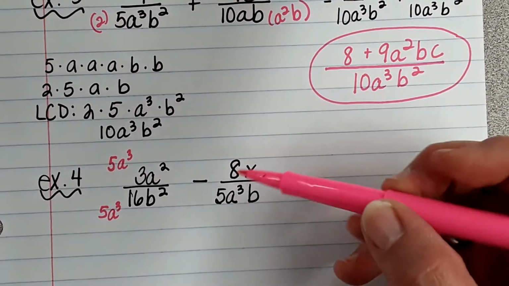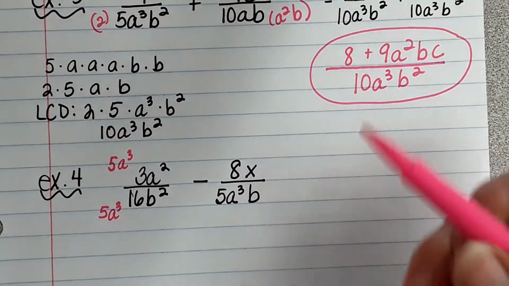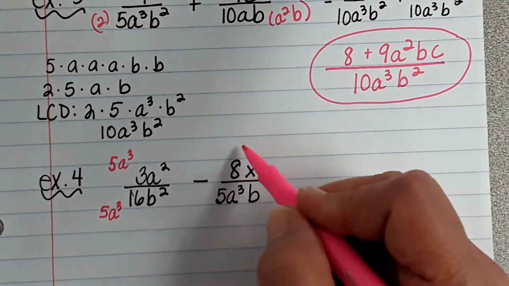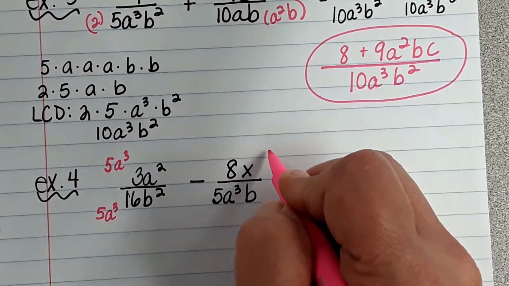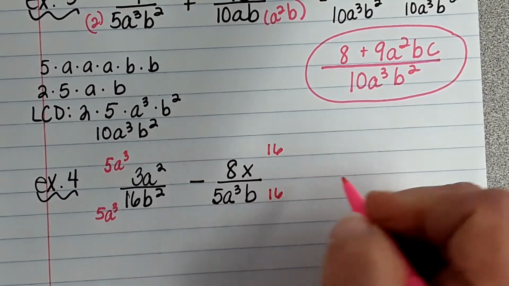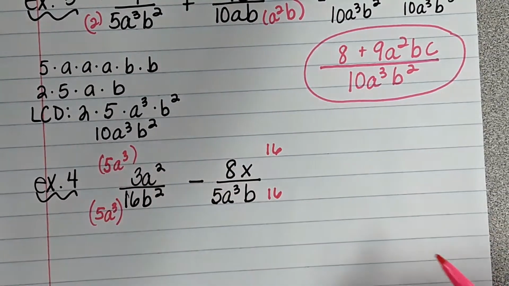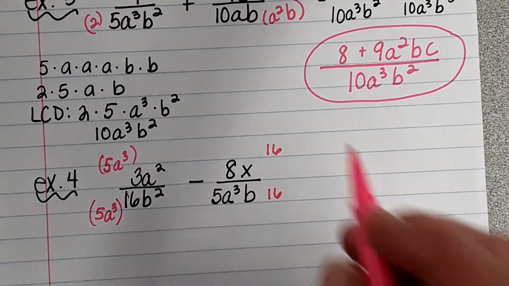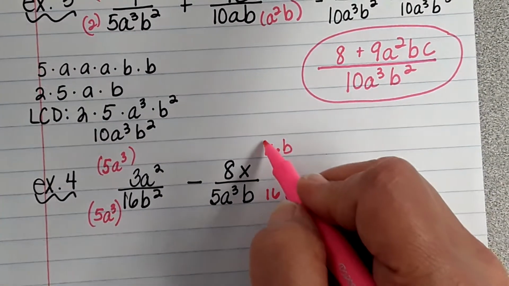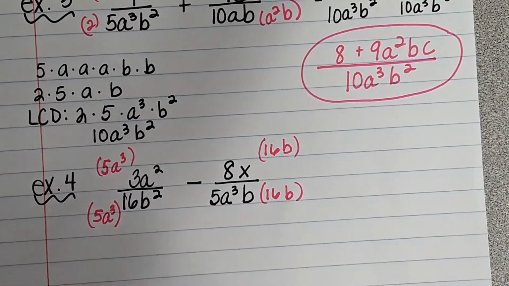Now, what do I have to multiply 8x over 5a to the third b by? You already told me I can't make a 5 into a 16, so what am I going to multiply this by? 16. And then, do I need any variables? I need a b. Now, again, you guys, if you're not sure how I did that, in a second, I'll put it over here and I can show you.